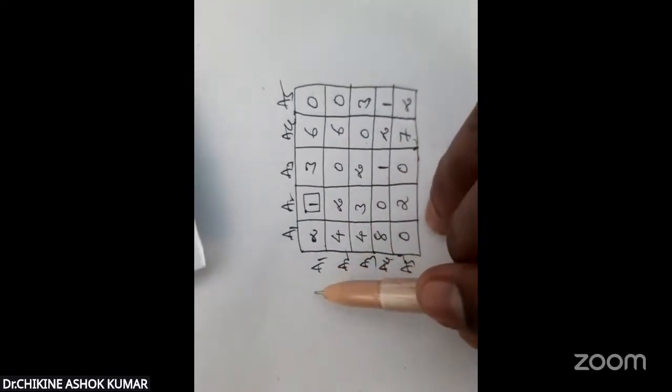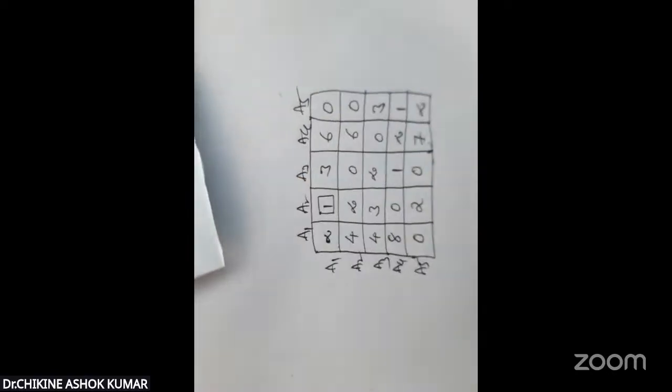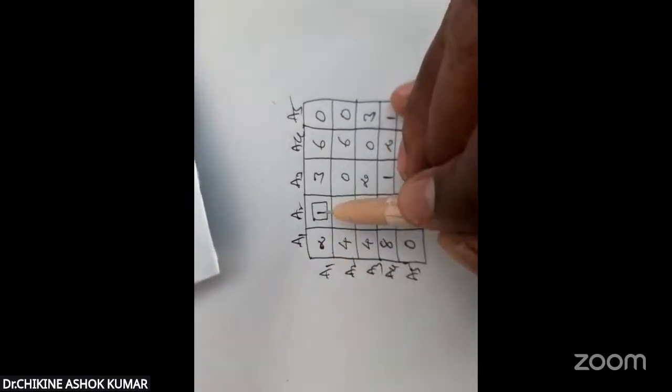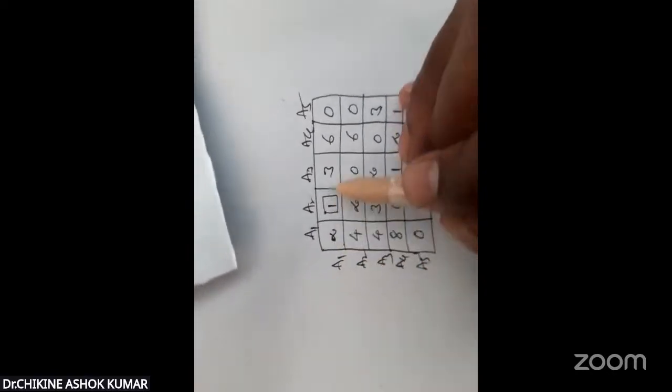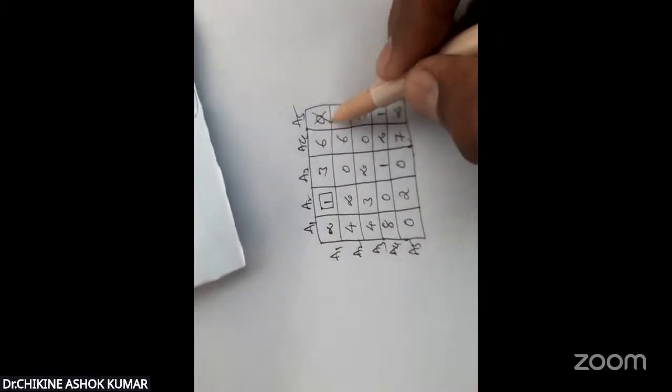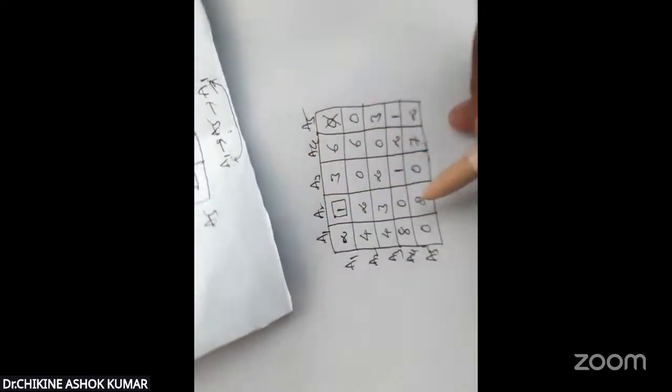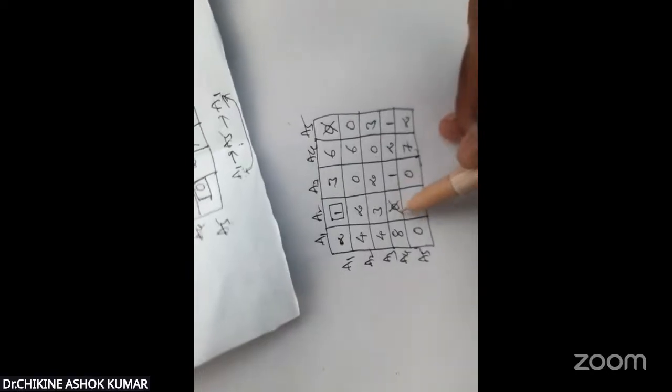And strike out any extra zeros row wise and column wise in that corresponding one. So here, this is the first row. We have an extra zero here. I'm going to cancel this one. And column wise, here we have one extra zero. I'm going to cancel this one.